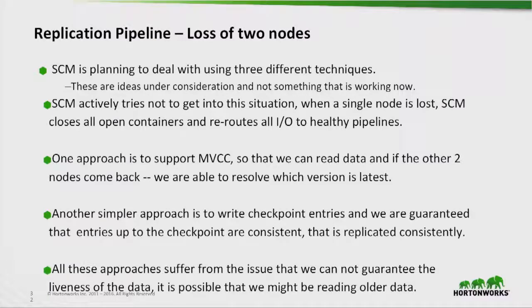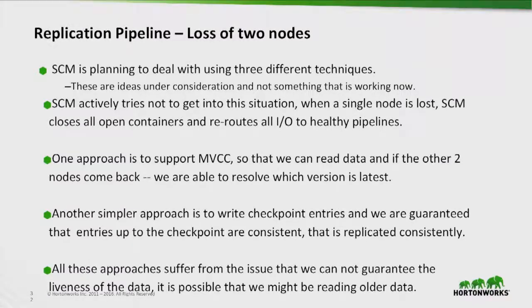One of the things it does is that if it finds a pipeline where a single node is lost, SCM decides that, oh, I still have quorum, but let me move over to other, healthier Raft pipelines, which are fully 3, until the 3rd one comes back. I don't have to really send I/O to it. So it just manages it that way.